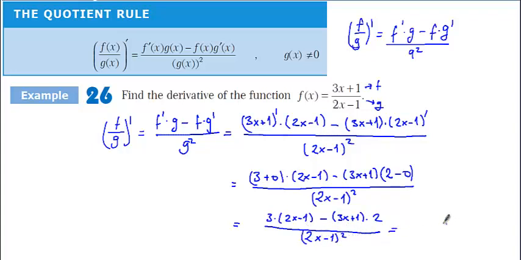I'm going to continue here, and this is going to be the end. 6x minus 3 minus 3x times, here we have minus 6x, it's going to be minus and plus 1 times 2 is equal to minus 2, over 2x minus 1 square. 6x and 6x, if you simplify, minus 5 over 2x minus 1 square is going to be the answer of this division's derivative. Okay, the next one.